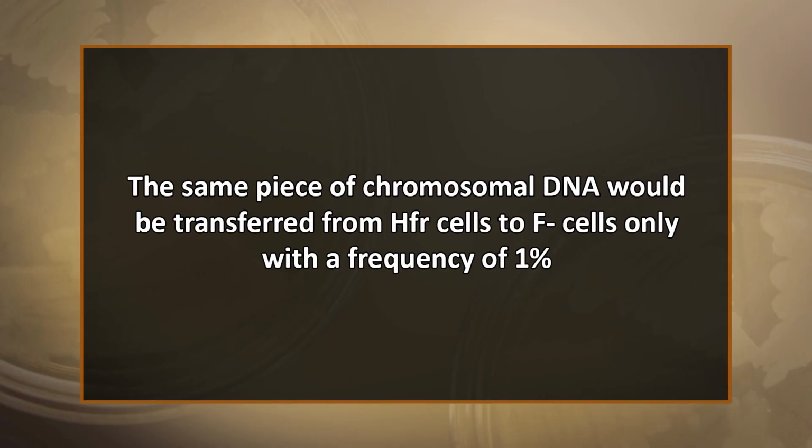The DNA integrated into the F prime factor can now be transferred from the F prime donor cell to an F minus recipient cell with the same frequency, that is 100%, as the F factor from F plus strains to F minus strains. The same piece of chromosomal DNA would be transferred from Hfr cells to F minus cells only with a frequency of 1%.